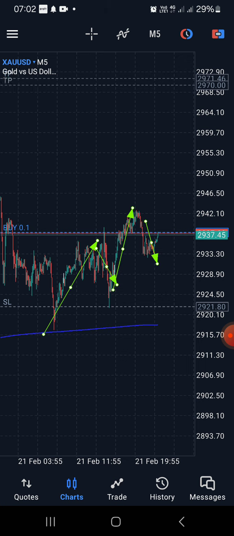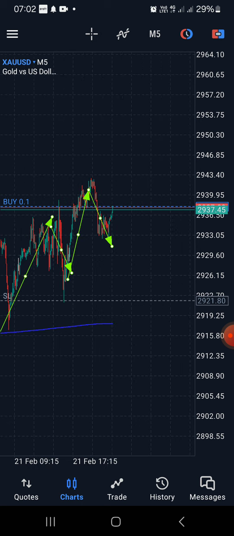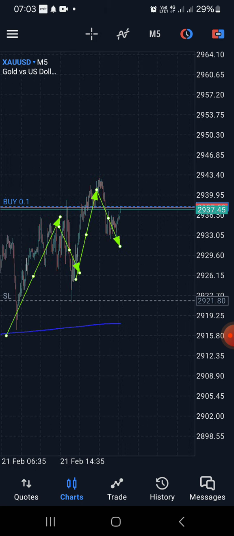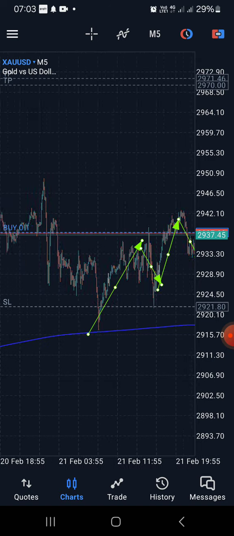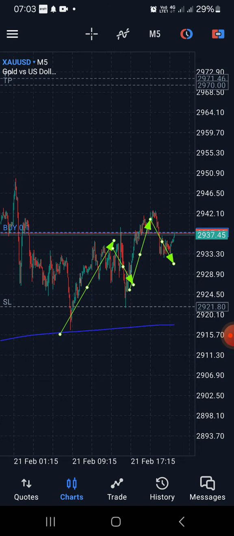So as you can see, after this, market breaks the structure and continues to move to the upside. So these are what we saw in the market that makes us to start taking our trade.